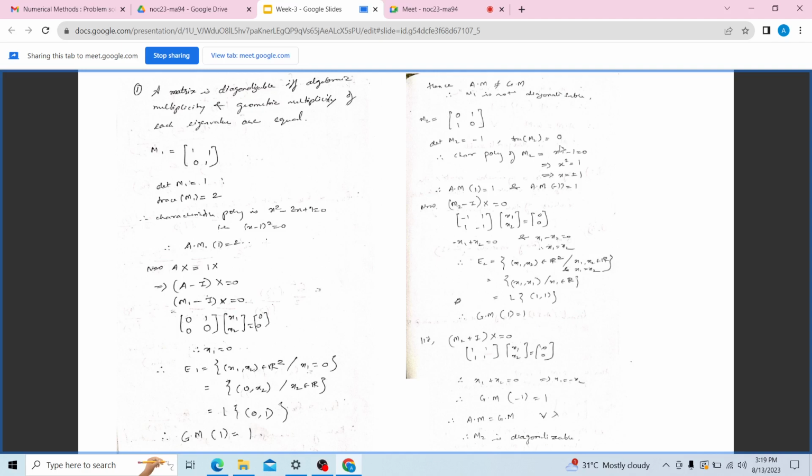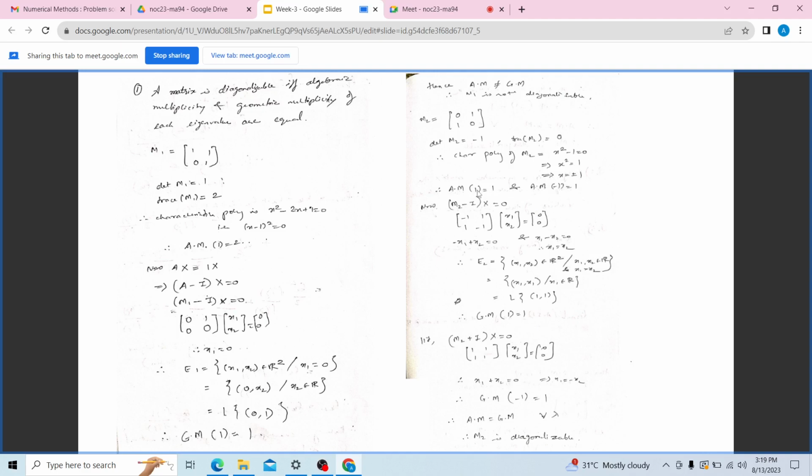Fine. Now the characteristic polynomial, similarly, from here you will get x square minus trace into x plus determinant, that is x square minus 1 equals 0. So from here you will get the value of x equals plus minus 1. So here you are getting two eigenvalues, 1 and minus 1, and both of them are coming only once. So the algebraic multiplicity of 1 is 1, and similarly the algebraic multiplicity of minus 1 is 1. Fine.